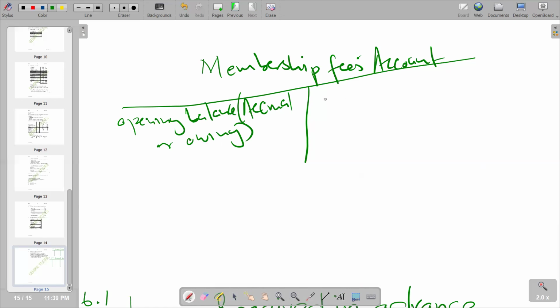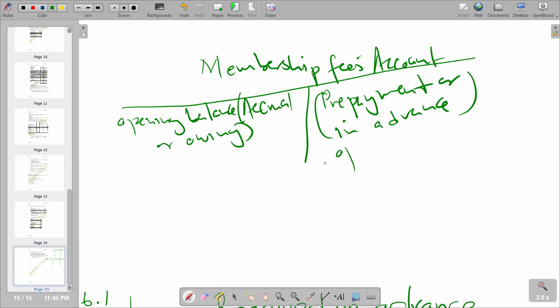Then on the credit side, we're going to have the prepayment, or in advance, representing our opening balance. So this is exactly what we have to remember. When it comes to the closing balance, they come to the opposite side. The closing balance of the prepayment or in advance will come on the debit side as balance c/d. And accrual, when it becomes the closing, comes on the credit side as a balance c/d. So this is what we have, and we are going to check it.